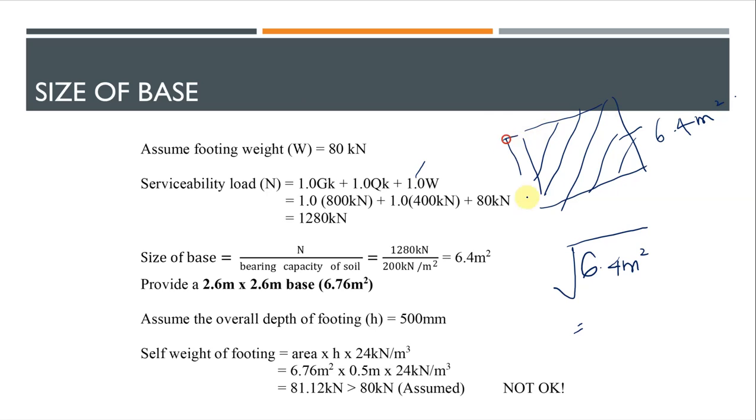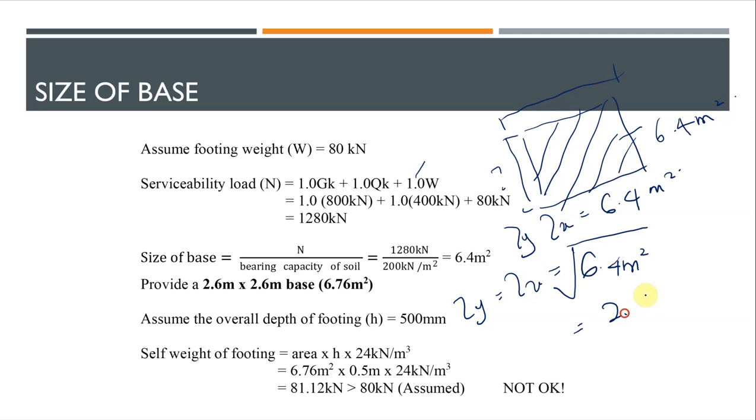So you nak dapatkan satu side ni berapa, satu side ni berapa. So we can just square root kan dia, because basically Ly darab dengan Lx adalah sama dengan 6.4 meter square. So you nak dapatkan Ly saja atau Lx saja, so you just square root kan sahaja. I dapat 2.53. So when I square root kan, I dapat this kind of value.